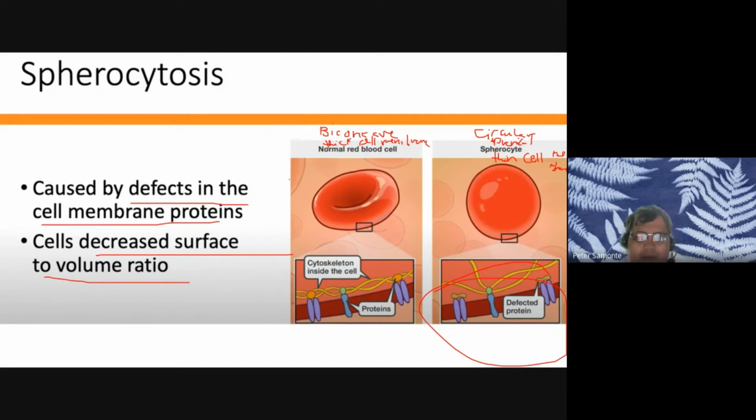Okay, again, your spherocytes are caused by defects in the cell membrane protein. They would have decreased surface to volume ratio. Your normal RBC would appear biconcave and have a thick red cell membrane, while your spherocyte would appear circular or spherical, thus they would have a thin cell membrane.